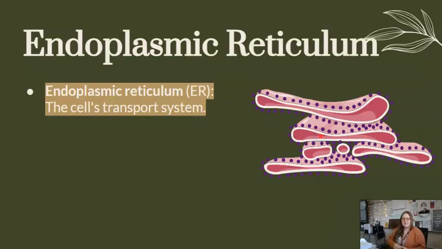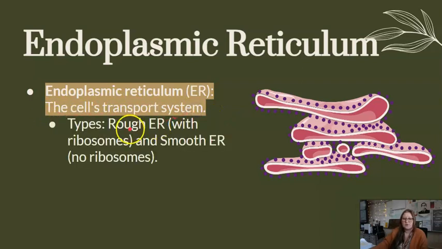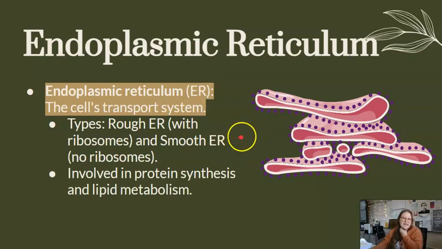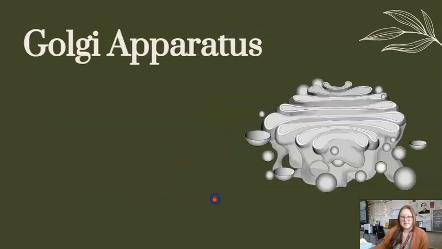Next is endoplasmic reticulum. This right here is rough ER, but it's like folded membranes. So it is the cell's transport system. There's two types. This is rough ER. This has ribosomes. Smooth ER looks just like this, but without these little purple dots. It's involved in protein synthesis and lipid metabolism. Now, ribosomes are protein synthesizers. So the rough ER that has these little dots on it, that's where protein synthesis is happening. Smooth ER is where lipids are being metabolized.